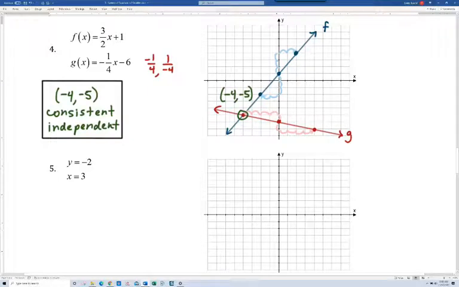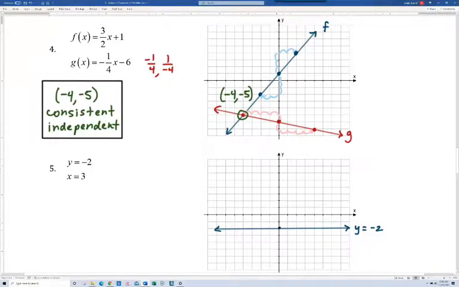All right, let's move on to number 5. So the first equation here, you have y equals negative 2, and the second is x equals 3. Now keep in mind, these are what we call the special cases. There's only an x or a y in each of these, and it turns out these are vertical and horizontal lines. So y equals negative 2, well, that's true here, and we want to draw the horizontal line through that point, and so that's the graph of y equals negative 2.